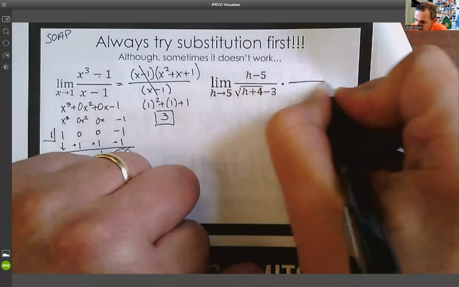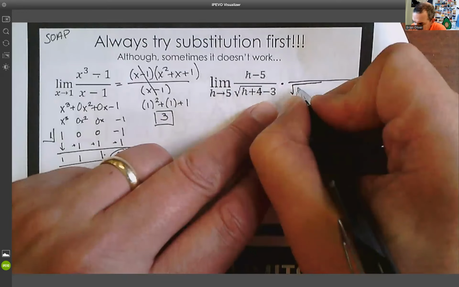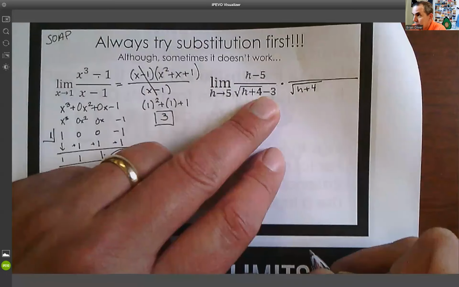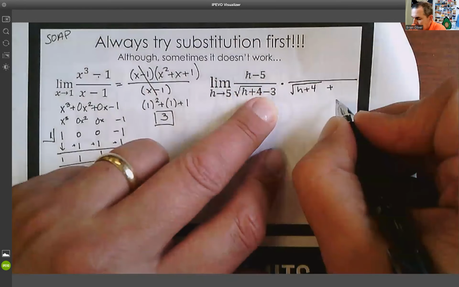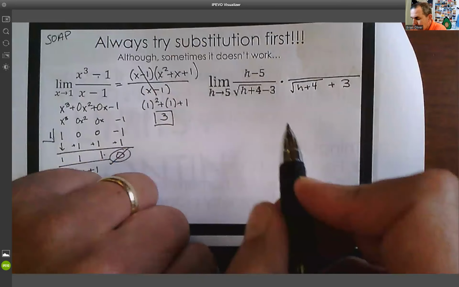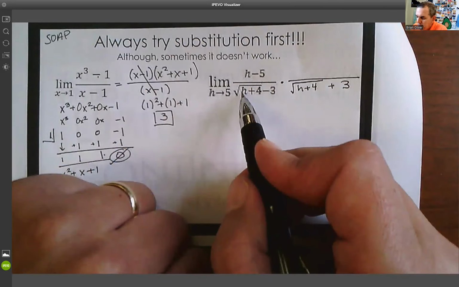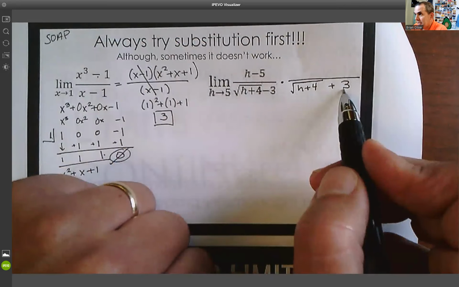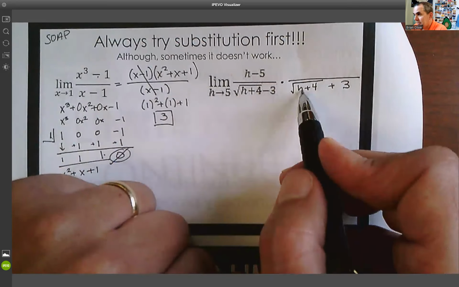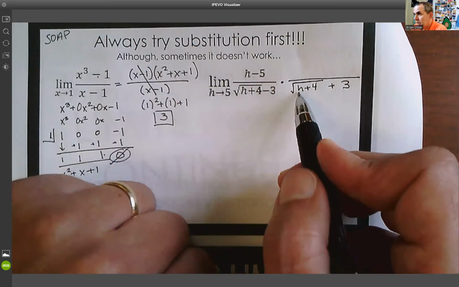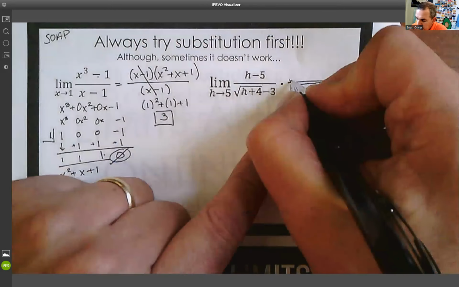The rule is you're going to use what's called the conjugate. I'm going to take the conjugate of the denominator. What I mean by the conjugate of the denominator is square root of h plus 4. Instead of a minus sign, I'm going to put a plus sign. And I'm going to do the 3. Because what's going to happen when I do this multiplication, square root of h plus 4 times positive 3 gives me 3 root h plus 4. Negative 3 times positive root h plus 4 gives me a negative. Those two middle terms will cancel out or cross off.